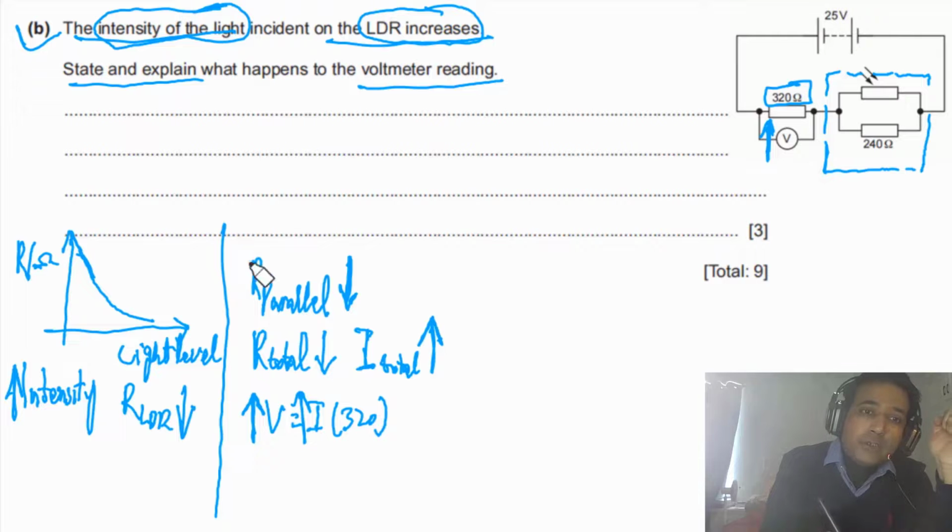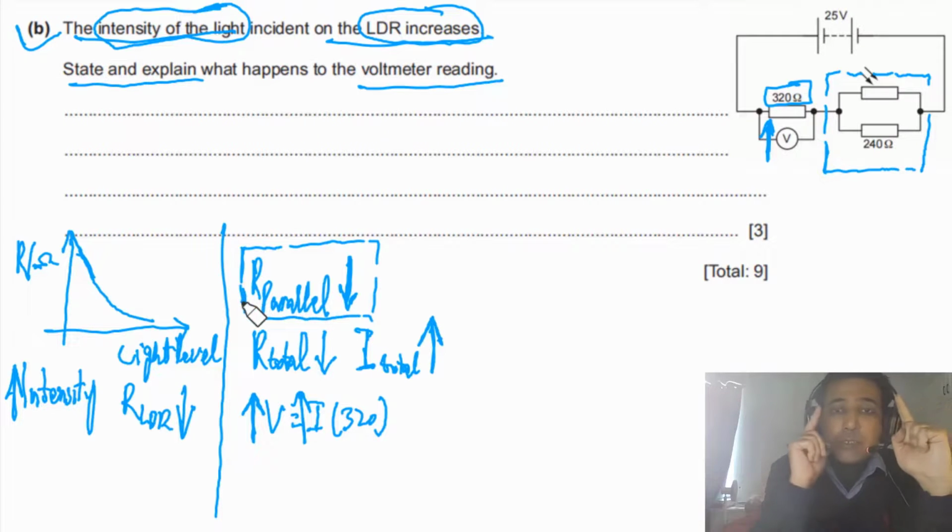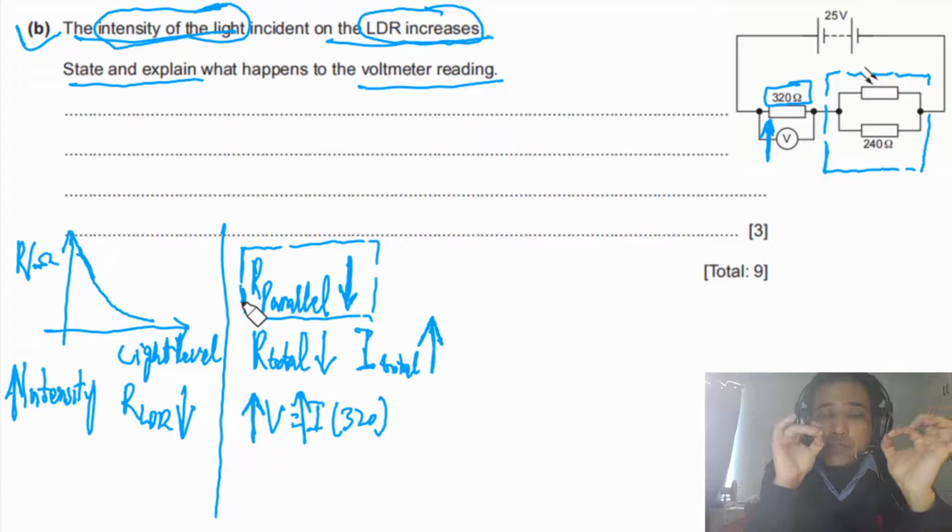For this part, you need to understand resistance of parallel combination. If the resistance of one resistor decreases when resistors are connected in parallel, total resistance decreases. So this is the main point you need to understand, because resistance of a parallel combination is always smaller than the smallest resistance in that parallel combination. So if these points are clear to you, now we can write down our final answer.